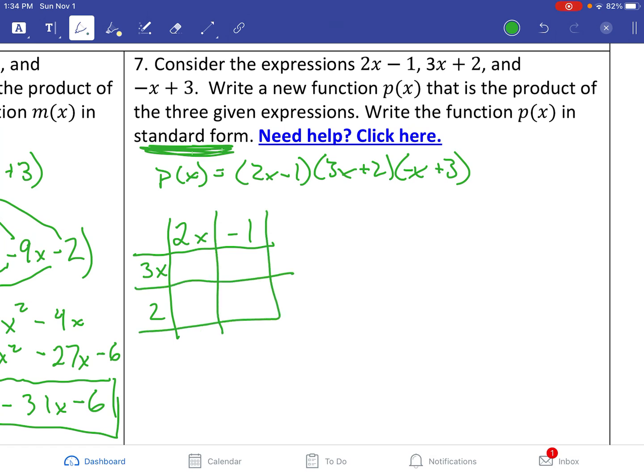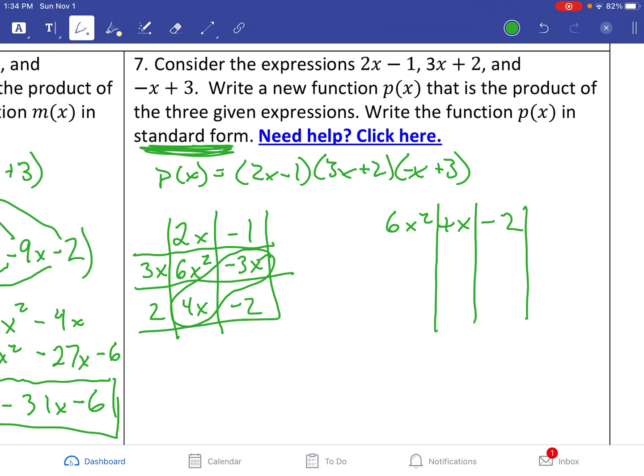Again, you can only multiply 2 things at a time. Okay. 2x times 3x is 6x squared. 2x times 2 is 4x. 3x times negative 1 is negative 3x. And negative 1 times 2 is negative 2. The diagonal boxes can be combined to be like terms. So we're going to have 6x squared plus x minus 2. All right, so I have this expression. I'm going to multiply this by negative x plus 3.